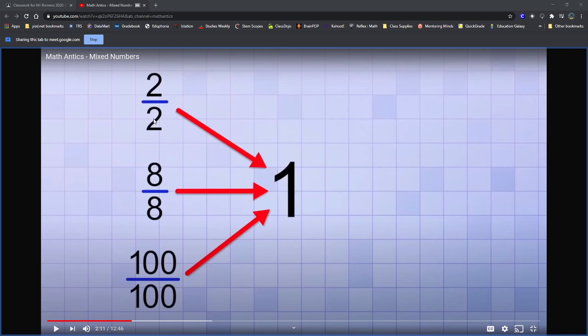So whatever your denominator is, if your numerator is the same, you have a whole fraction. 2 out of 2, 8 out of 8, 100 out of 100, whatever it might be.